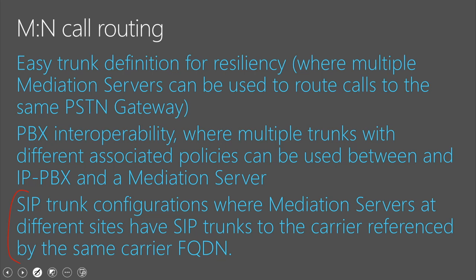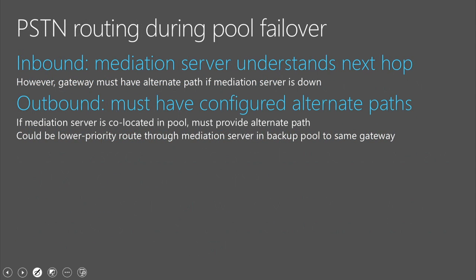So I wanted to talk really about this with respect to routing during failures. I want to talk about inbound and outbound routing during failures. On an inbound call, say we have a pool. This is an example where a pool has failed and we've failed over to a backup pool. The mediation server, this standalone mediation server that has a pool as its next hop, it understands that failover. So if its primary next hop is down, it will go over to the other.